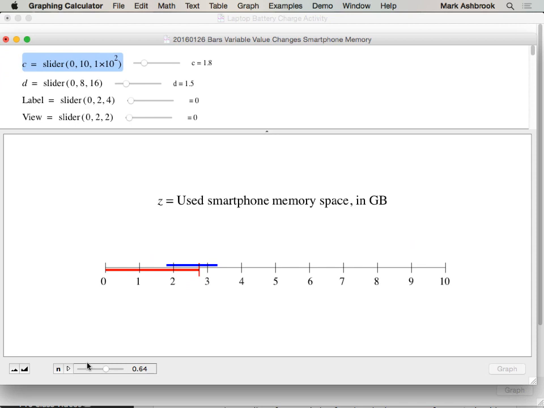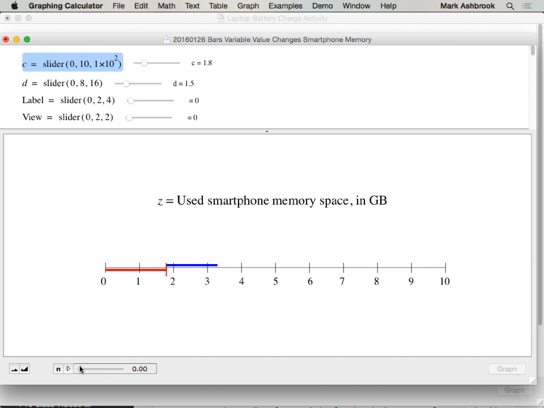Okay, so I've got an animation here. And I've got this variable z. I'm defining z as used smartphone memory space. Did I talk about variables versus parameters in the video class? Was that part of the video class I had you watch over the weekend? Variables versus parameters. So would z be a variable or a parameter?